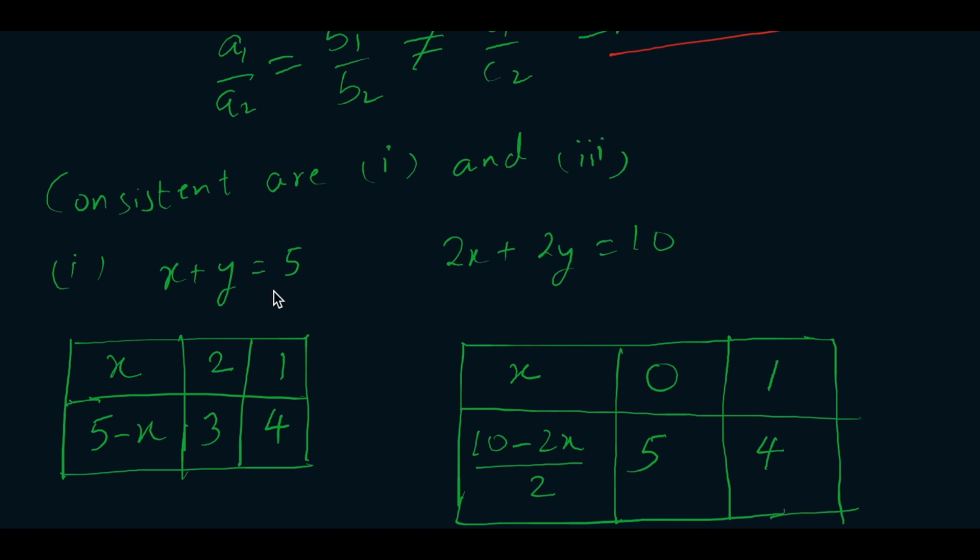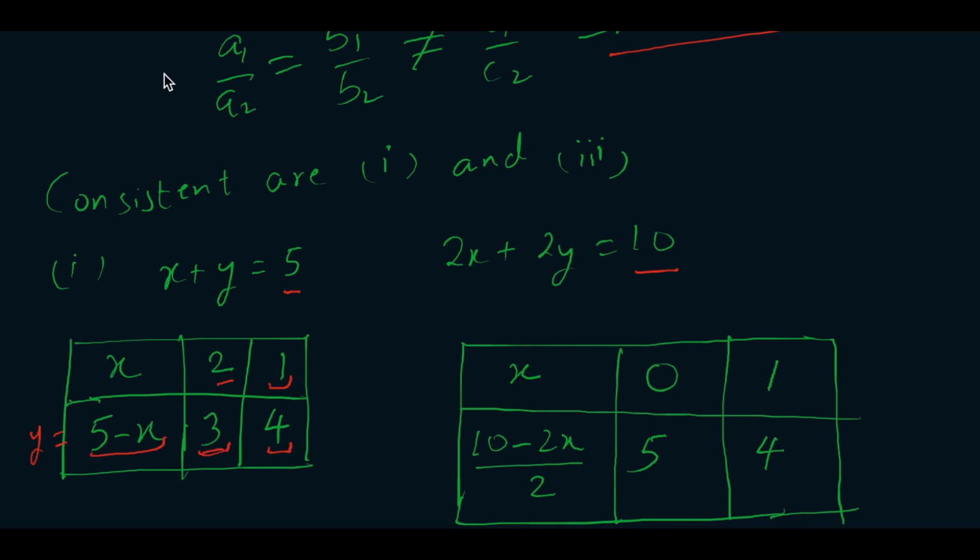Our first question is x plus y equals 5 and 2x plus 2y equals 10. So we will write here x, and y equals 5 minus x. Now we will take the values of x and correspondingly we will get the values of y. So let us take x equals 2. So y will be 5 minus 2, which is 3. Now x equals 1, y gives us 5 minus 1 as 4. Now we have got 2 points here.